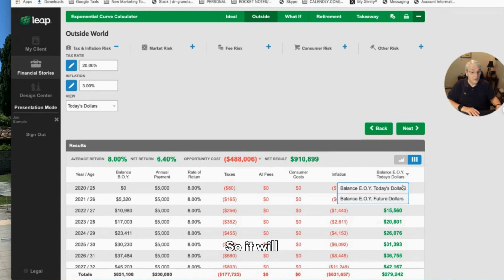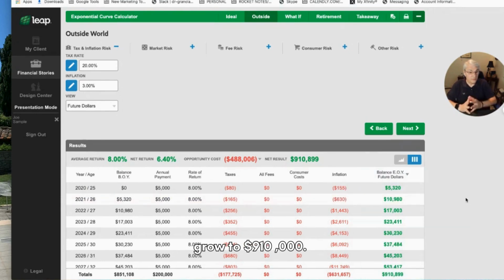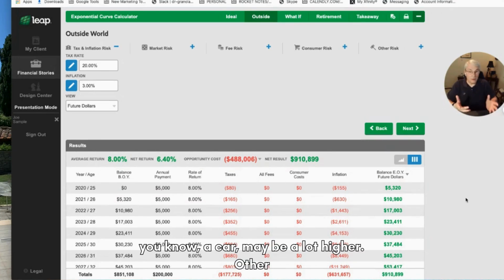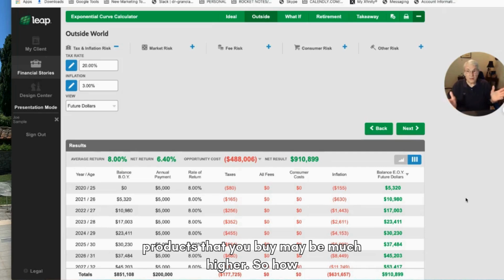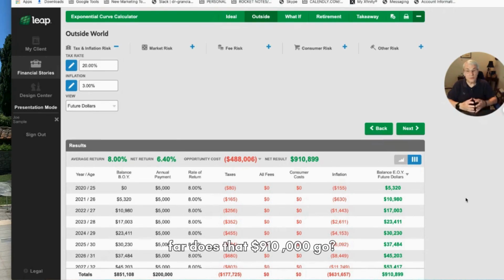So it will grow to $910,000, but the spending power, a car may be a lot higher. Other products that you buy may be much higher. So how far does that $910,000 go?